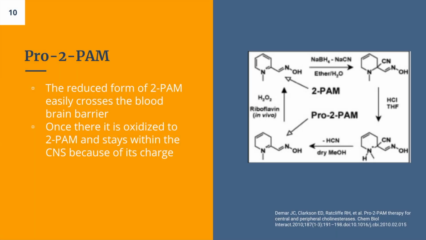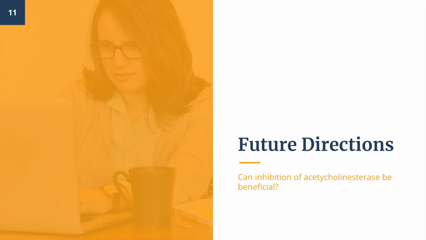Because of the positive charge on the pyridinium component of 2-PAM, the compound is unable to pass through the blood-brain barrier. A reduced variant of 2-PAM, known as pro-2-PAM, easily crosses the blood-brain barrier. Once across, it is oxidized to form 2-PAM and is able to regenerate acetylcholinesterase function within the central nervous system.